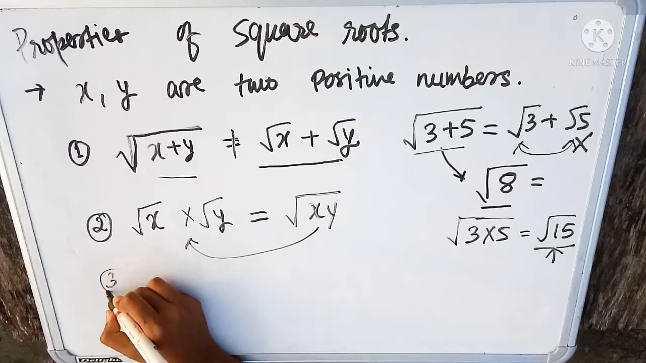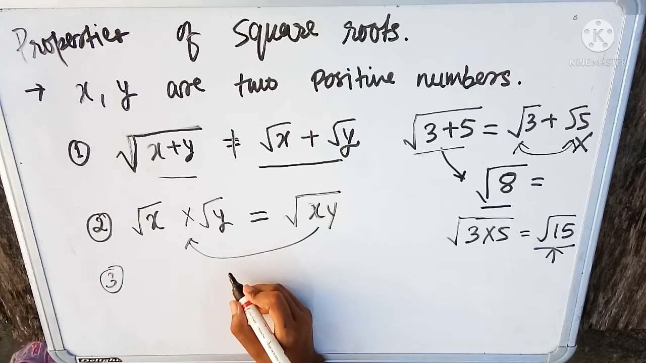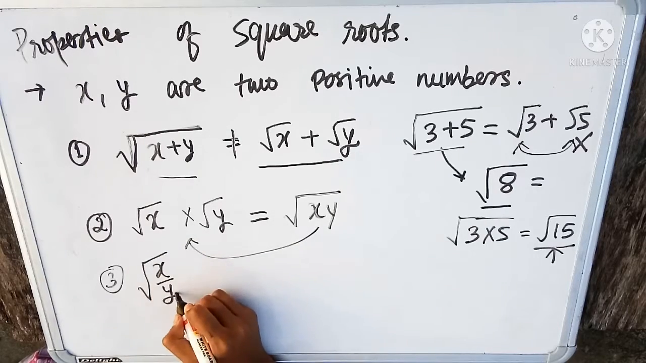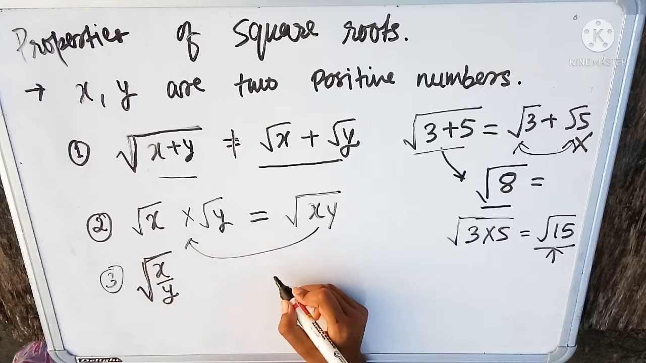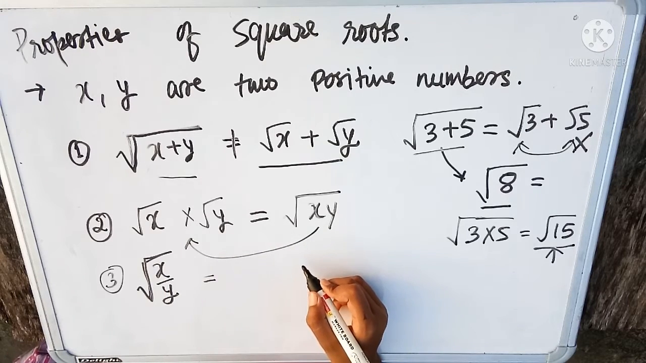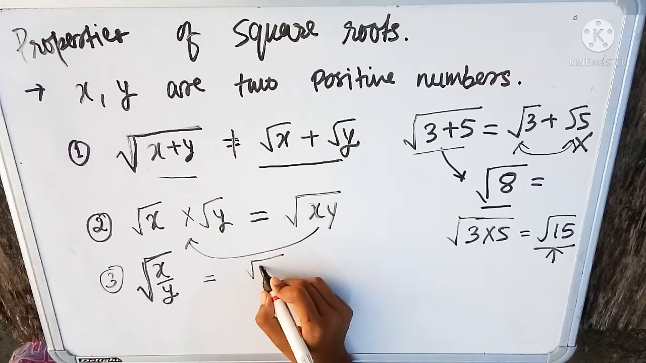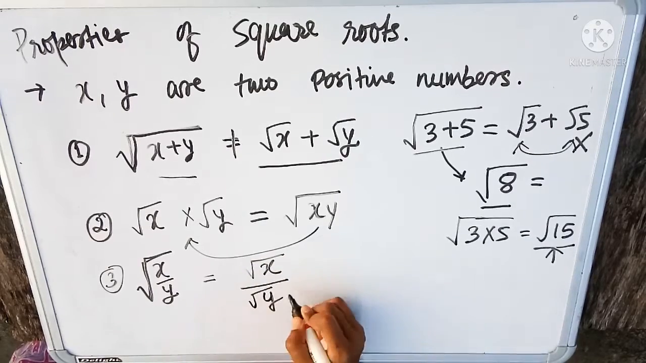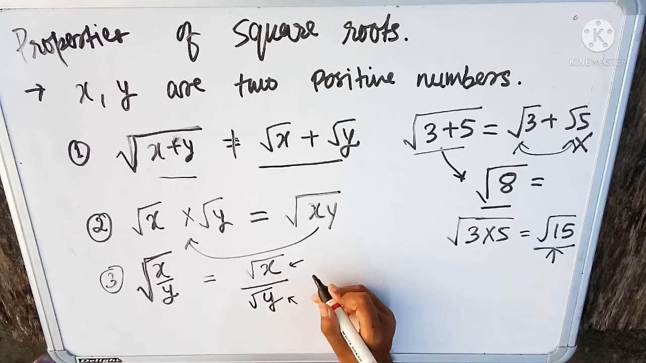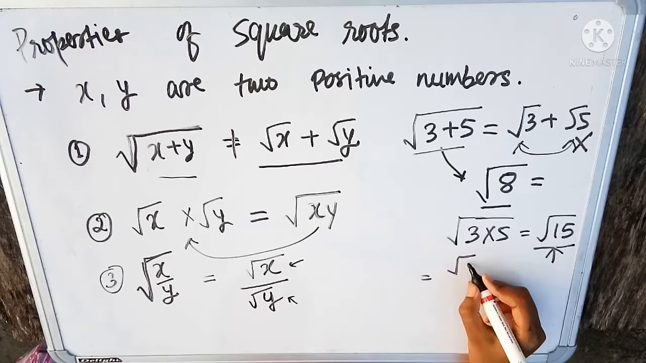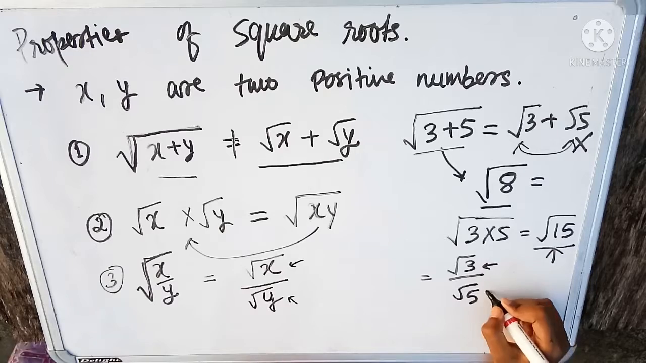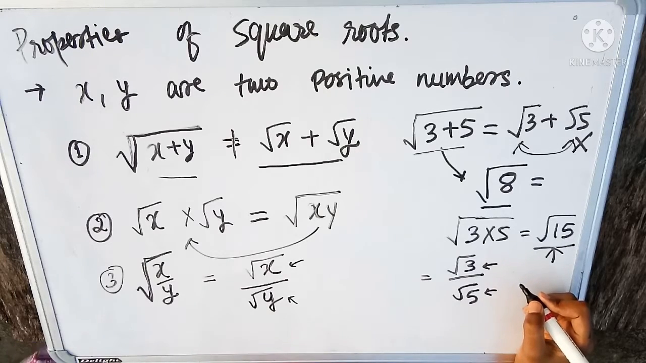The third property is of the division method. Suppose we have the fractional number x by y under the square root. How can we split this into its simplest form? We can solve it by taking the square root of x and the square root of y separately, in the numerator and the denominator. Here it will be square root of 3 divided by square root of 5, and we separately find the square roots to get the answer.